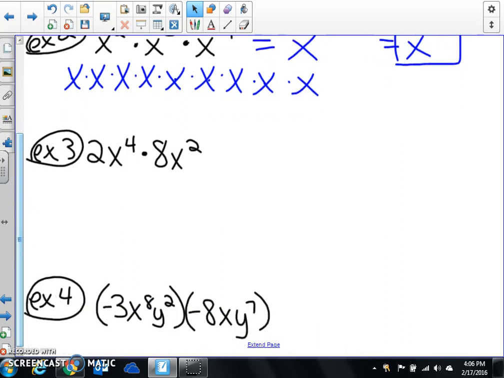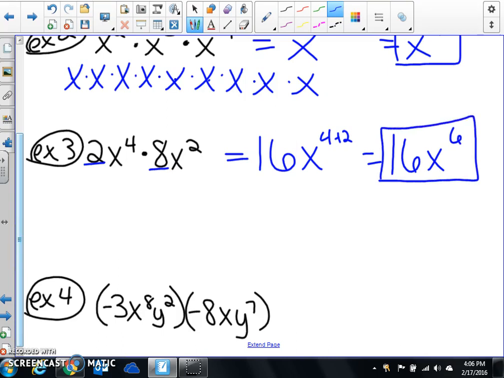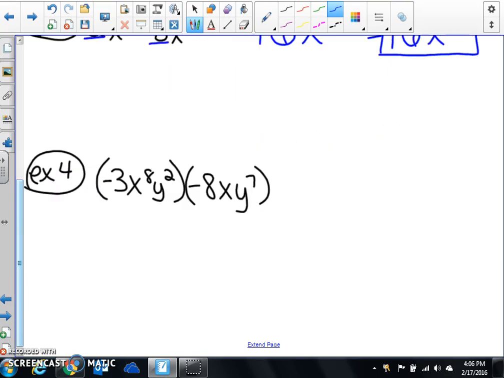All right, if you have coefficients, you start by multiplying them. 2 times 8 is equal to 16. And now I have like bases in my x's. So I add my exponents, 4 plus 2. So that would be 16x to the 6th. All right. Last one for this kind.